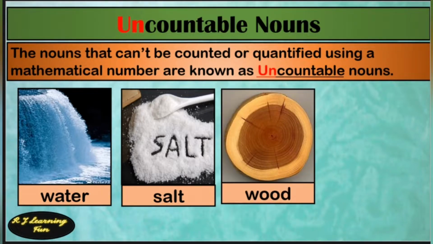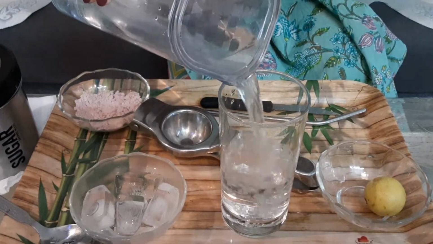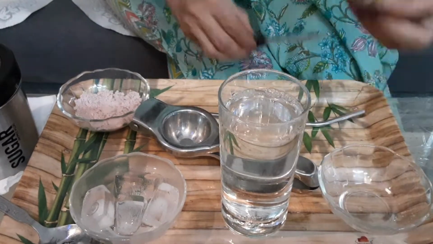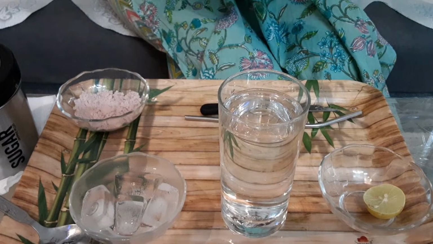Need some wood to make my bed. Reva eats a lot of jam in the breakfast. Here, wood and jam are uncountable nouns. Now look carefully students. This water is uncountable. A glass of water, we can count a glass of water but not water.